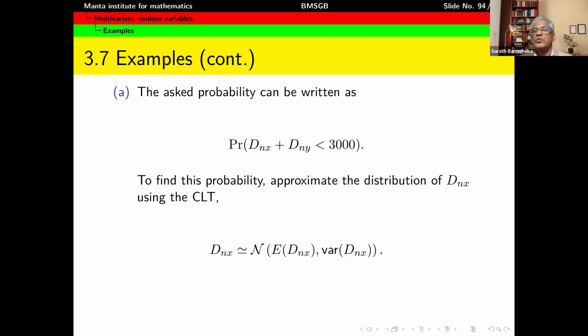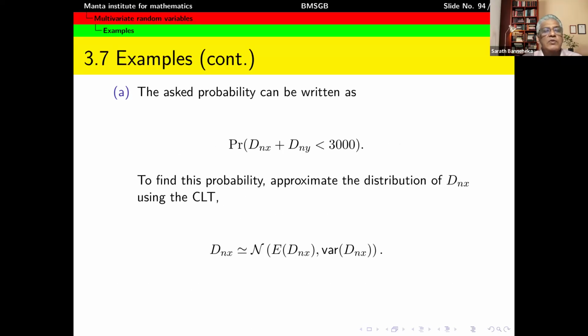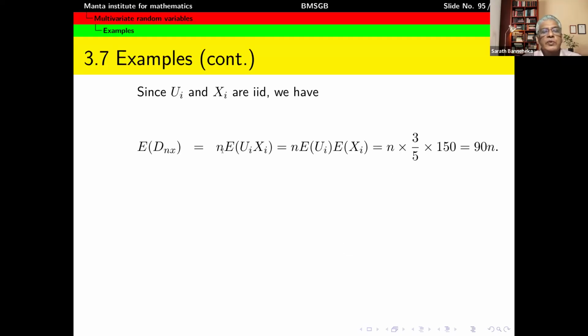Right. So again, we are going to use the central limit theorem. Dnx will have approximately a normal distribution if n is large, with mean equal to this thing and variance equal to this. We have got the individual values, but now we can get the corresponding values. The expected value of dnx is equal to n times the expected value of ui xi for any i, because all these ui xi terms are IID, independent and identically distributed. Now, because ui and xi are independent, the expected value of ui times xi is equal to the expected value of ui times the expected value of xi. And then you get this as the expected value.